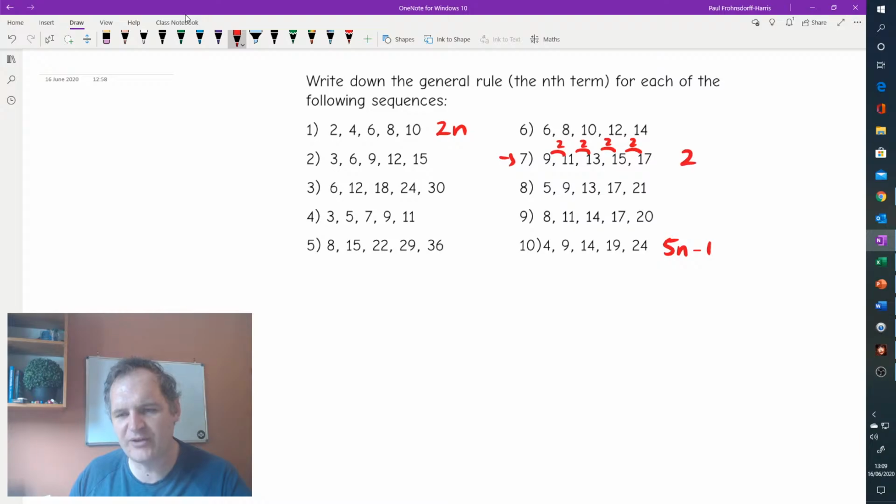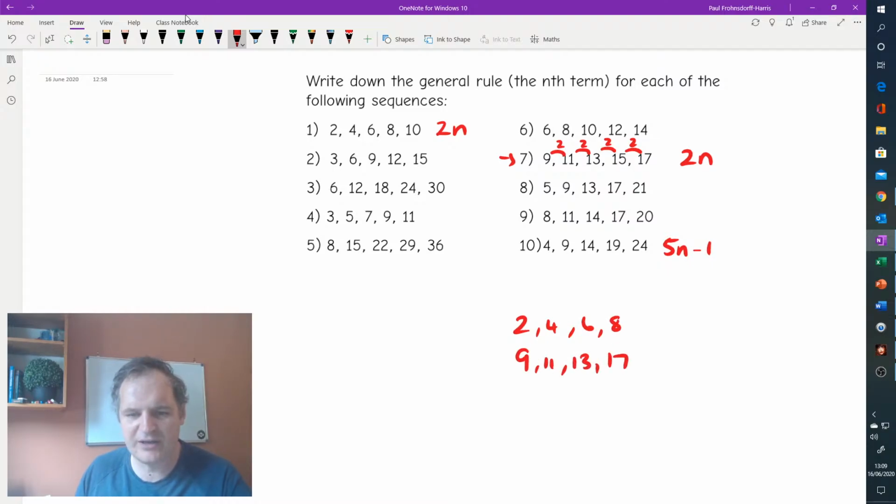That tells us it must have 2n in it. But then the 2 times table is 2, 4, 6, 8, and we want 9, 11, 13, 17. So we have to add 7. So it's 2n plus 7. We can do this for each of them.